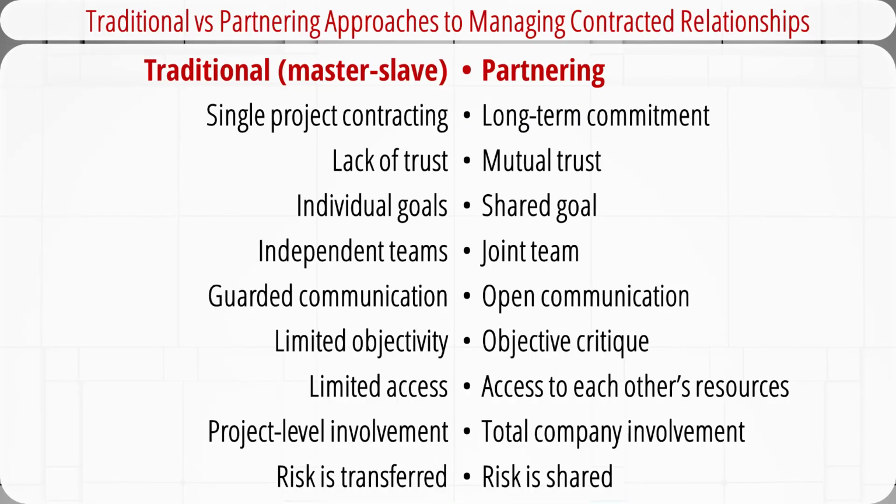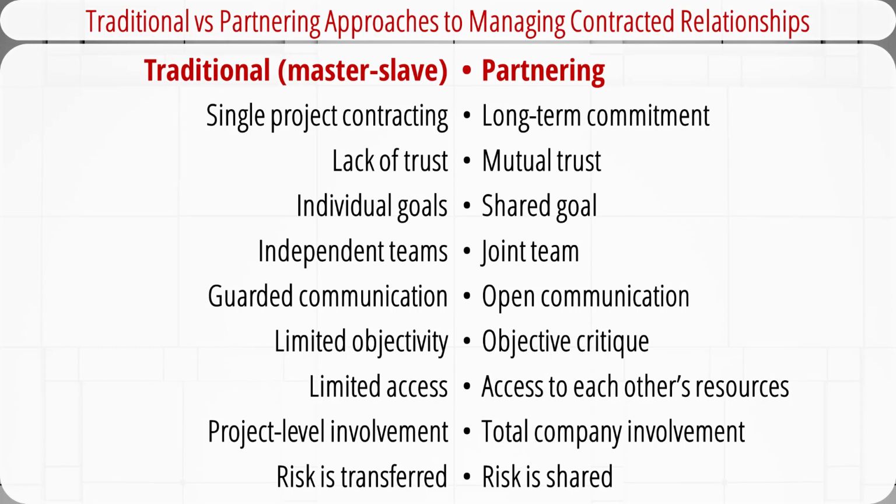There are two different ways of managing outsourced and contracted relationships: the traditional approach and the partnering approach. There are some key differences between these two approaches. The traditional approach is also called the master-slave approach. The contracting is normally for a one-time project. There is a lack of trust between the project manager's organization and their contractors. Each party's goals and objectives are different and tailored to what is best for themselves.